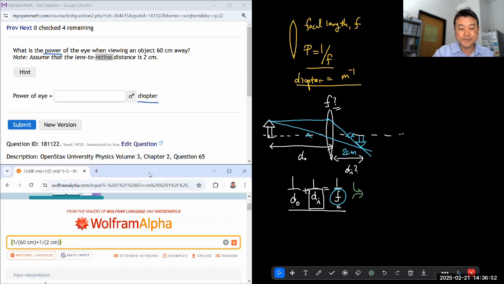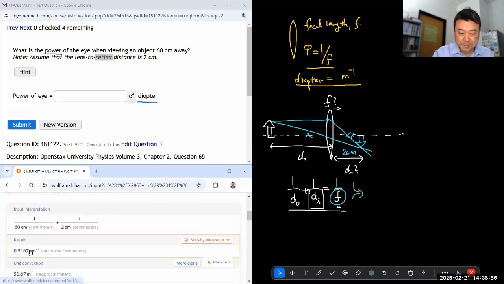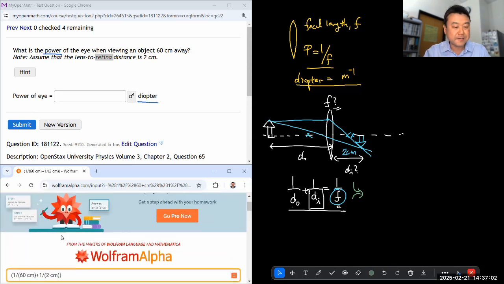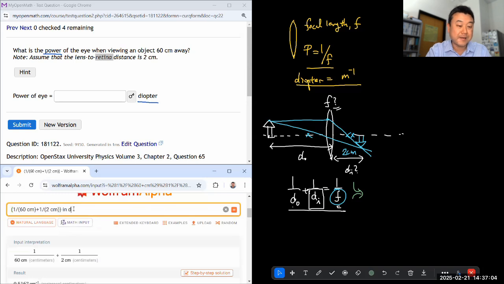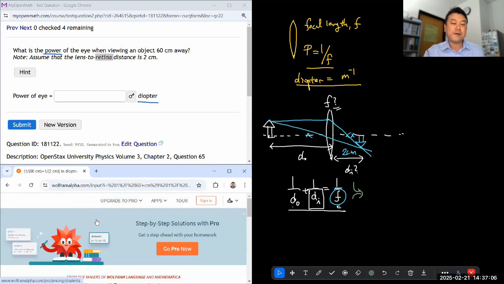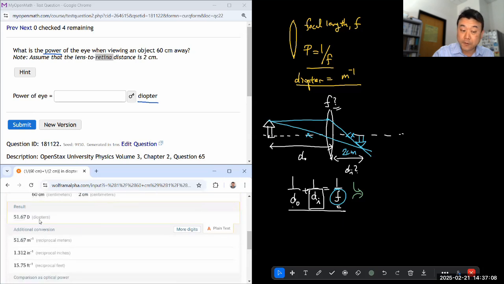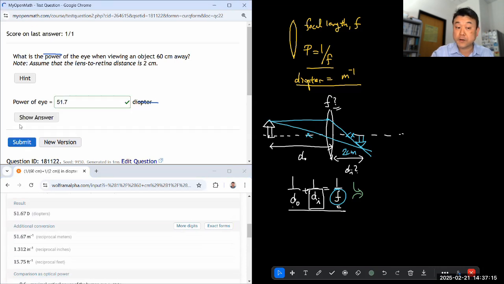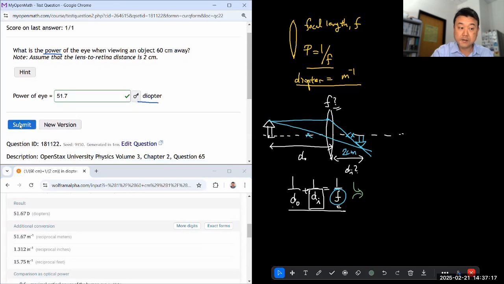That is the power. So when I have that, it could be giving us inverse centimeter answers or inverse meter. And if you recognize that to be diopter, great. Type in 51.67, that's the answer. Or you can say in diopter, and Wolfram Alpha will convert the answer to diopter for us. 51.67. So you could round it to 51.7 and it should grade it as correct. Yeah, so that's that question.